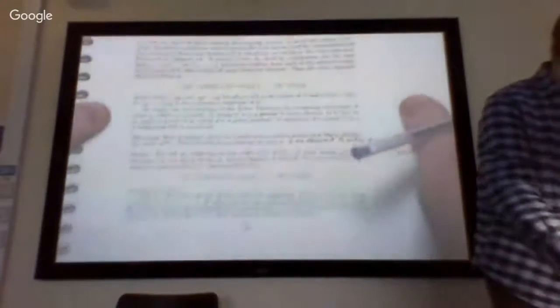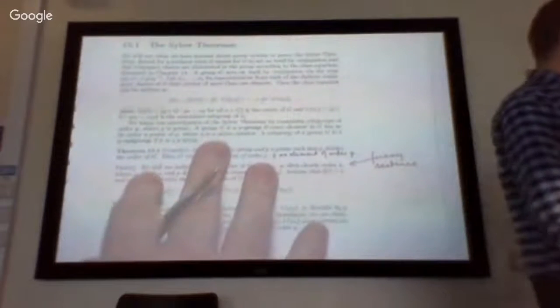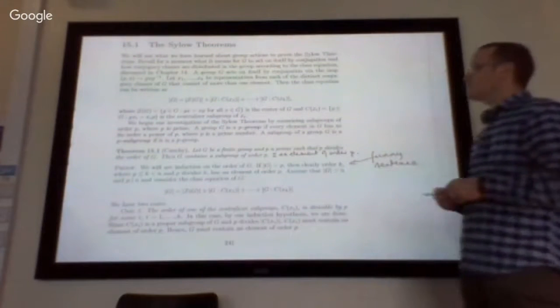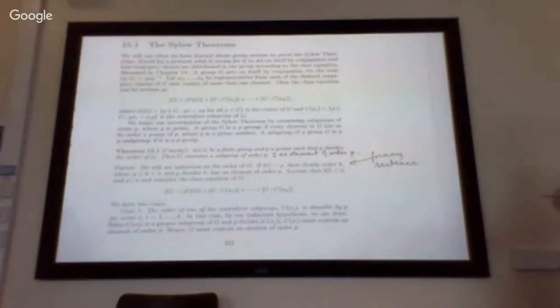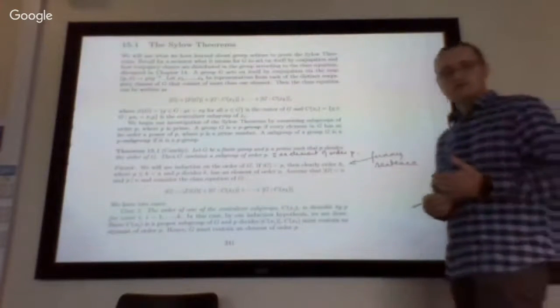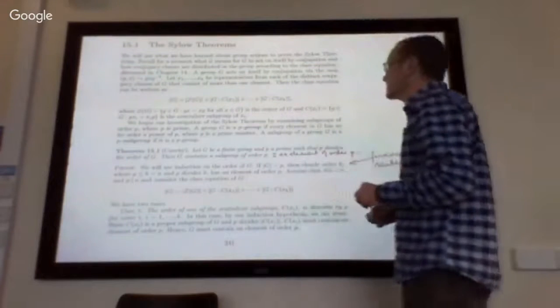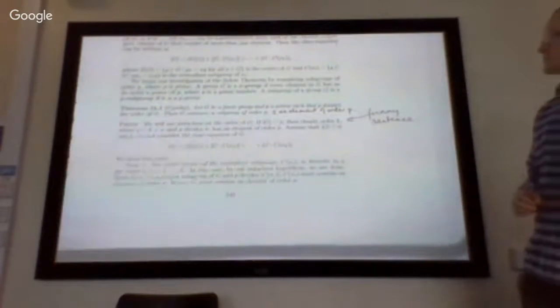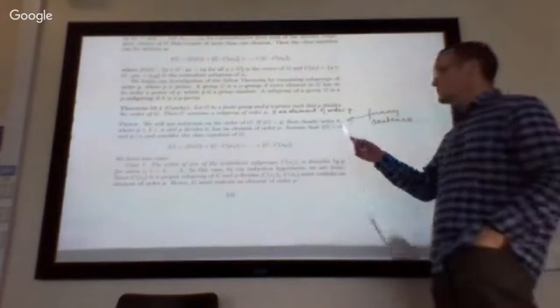So a quick review of what we've done so far in this chapter. It's all based off of, in some ways, the idea of the class equation from the previous chapter. So the first main result we saw was Cauchy's theorem.